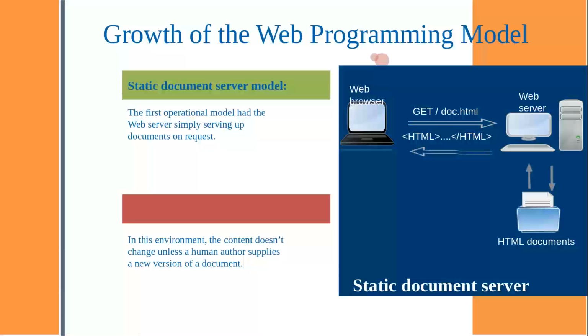Now, in this environment, the content doesn't change unless a human author supplies a new version of a document. Unless the human author supplies a new version of the document, till then there's no change in the environment. So this is the static document server, and this was the first model.